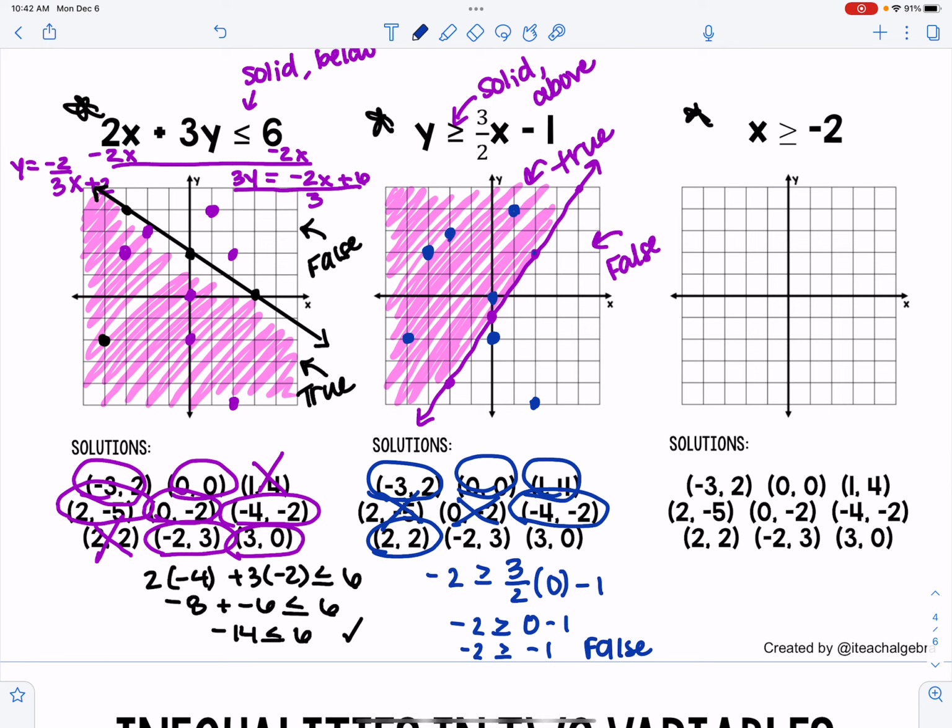-2, 3 is in the shaded area. And finally, 3, 0 is in the non-shaded area. So it's not part of my solution. So I had 6 points that were my possible solutions here.